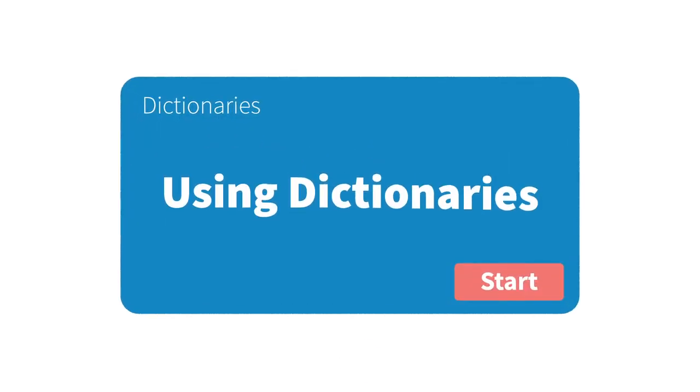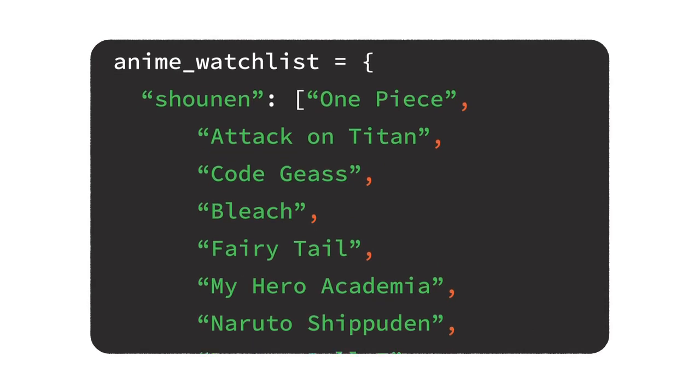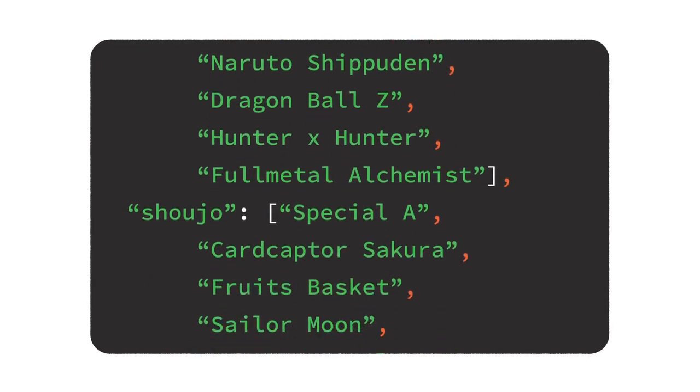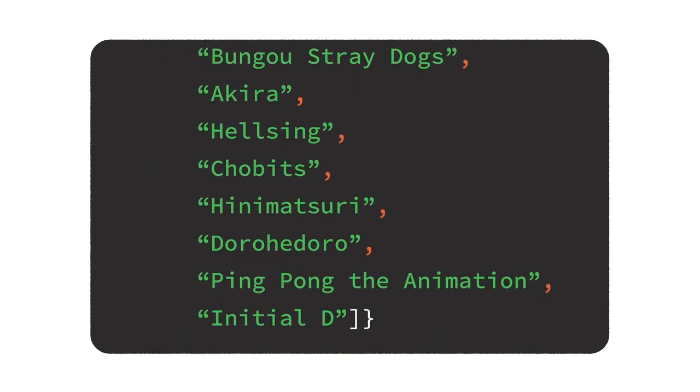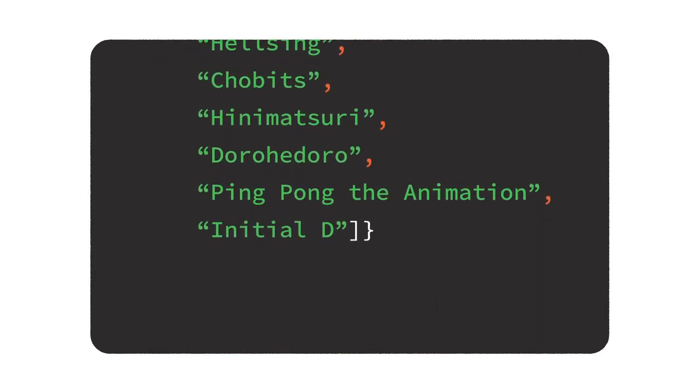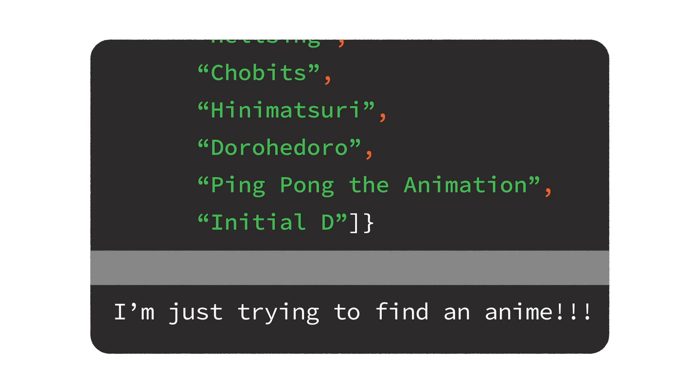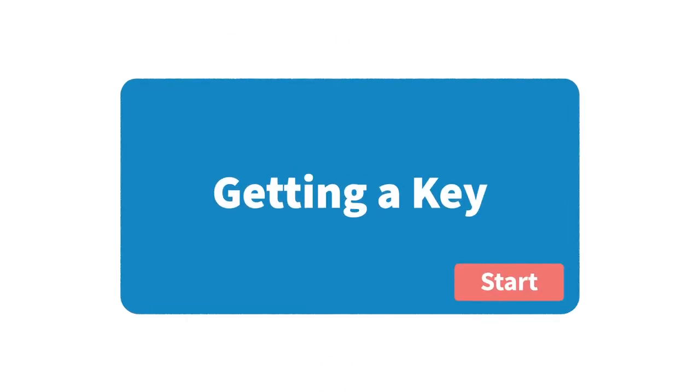Using dictionaries. Remember how dictionaries can store a limitless amount of data? Imagine having to read through line after line of someone else's code. In this video, we'll learn how to use and navigate our way around a dictionary. Let's start with using a key to find a value.